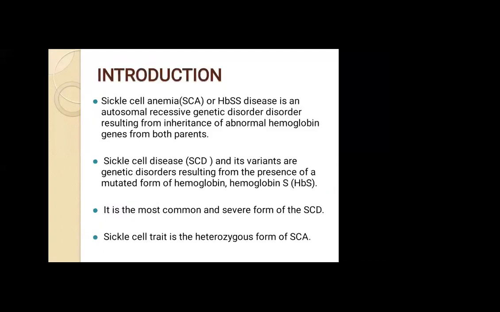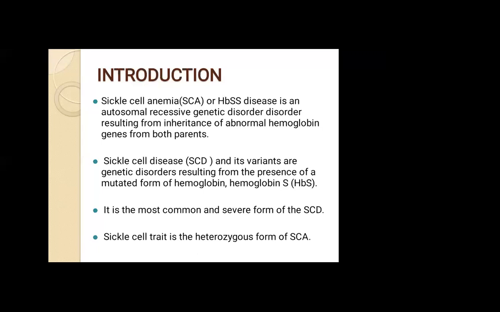So what's sickle cell anemia? Sickle cell anemia, also known as sickle cell hemoglobin SS disease, is an autosomal recessive genetic disorder resulting from an inherited abnormal hemoglobin gene from both parents. So it's a congenital malformation because you're born with the disease, and it is autosomal recessive. So you need two genes, one from both parents, to exhibit the disease.